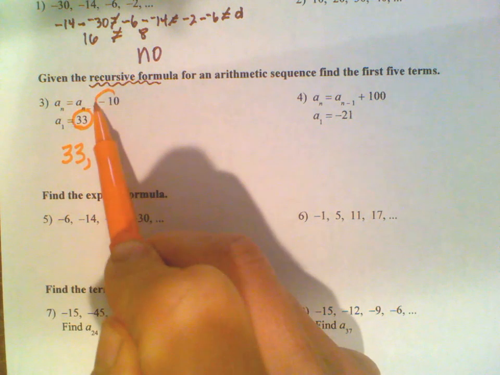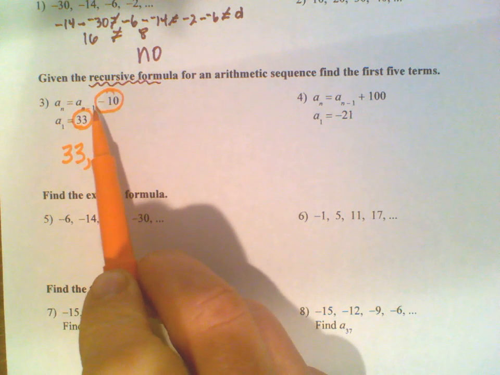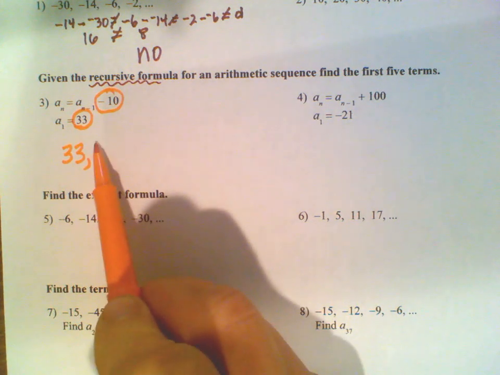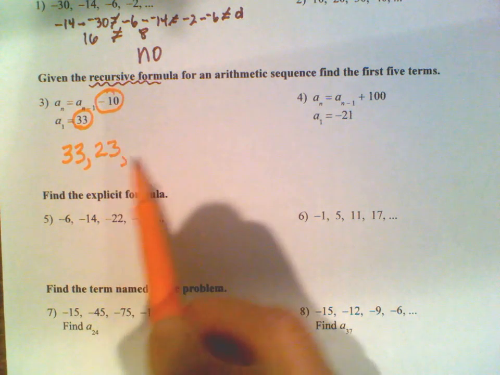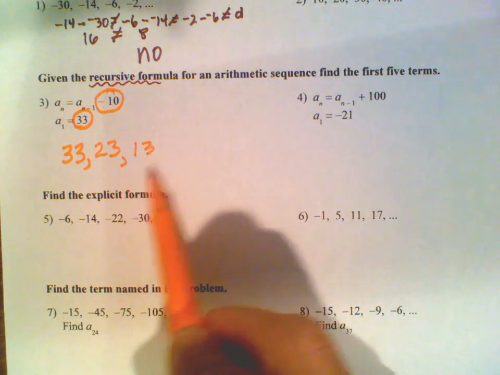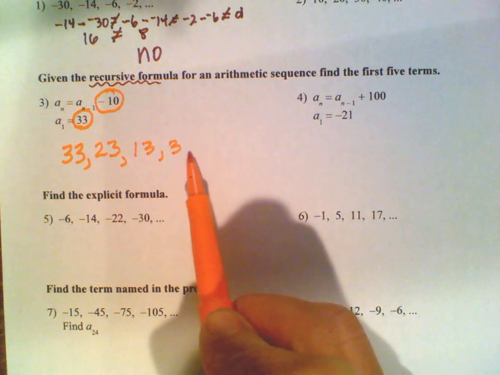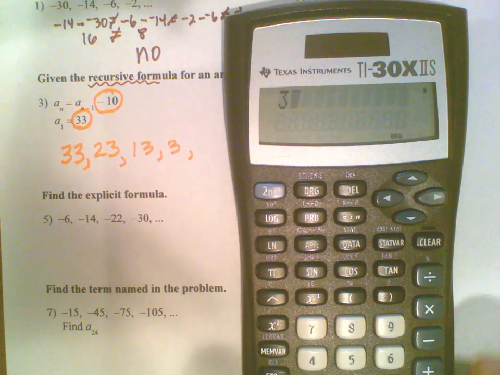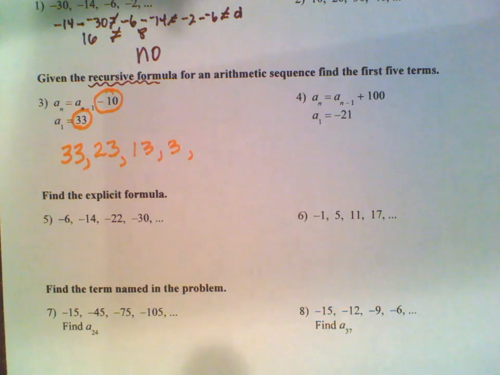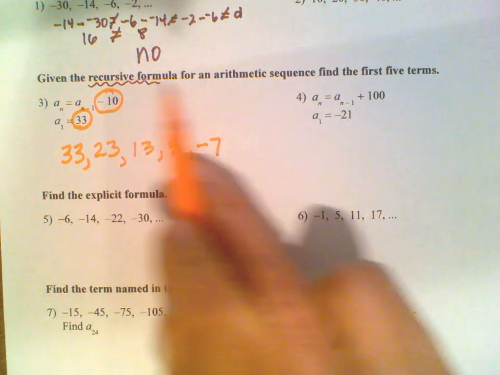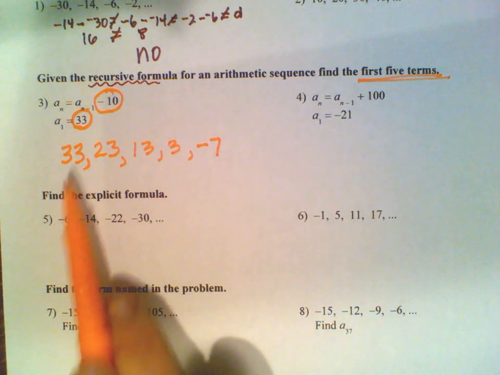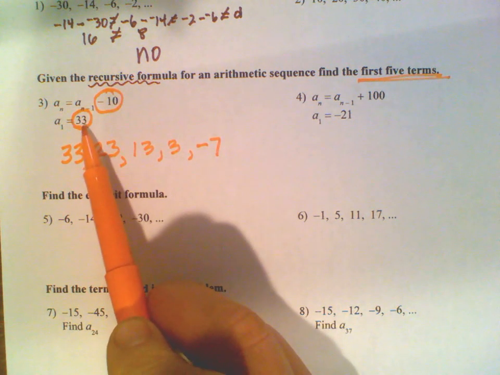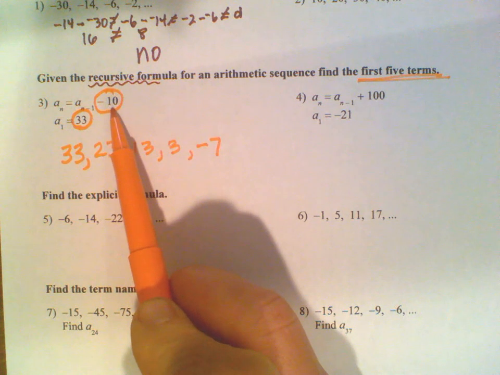And then this tells me my common difference. I'm going to add negative 10 each time. So I do 33 plus negative 10, that gives me 23, plus negative 10, that gives me 13, plus negative 10, that gives me 3, plus negative 10. The other ones were kind of easy, but I'll do 3 plus negative 10, and that'll get me negative 7. My job was to find the first 5 terms, so I've got 1, 2, 3, 4, 5 terms. That's done. So when you get it in this form, you'll know the first term, and this other thing tells you what to do.